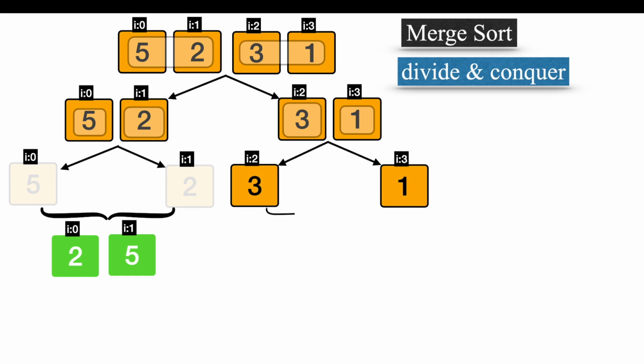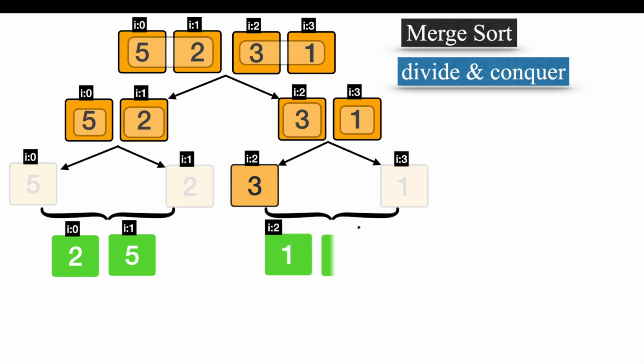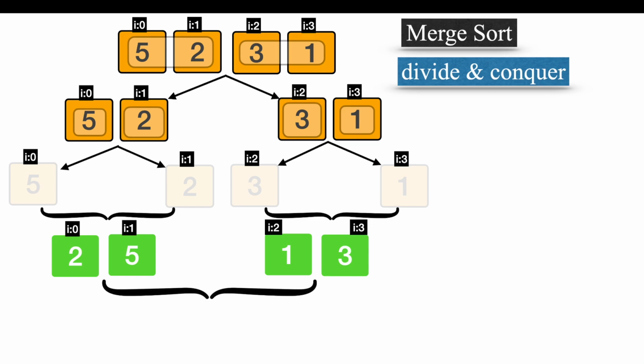Then we apply conquer logic. After comparing 3 with 1, 1 is smaller, so we copy 1, then we copy 3. With this, we are done with sorting of the left subarray and right subarray individually. Then we apply conquer logic on both the arrays. So we compare left array elements with the right array.